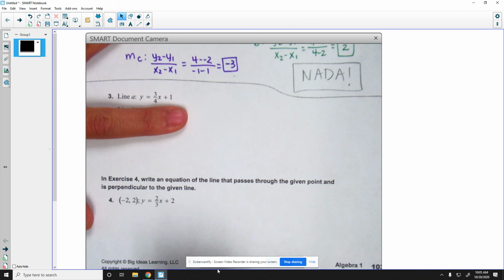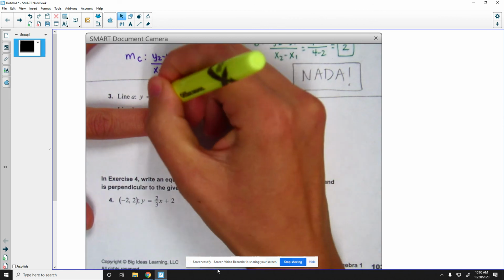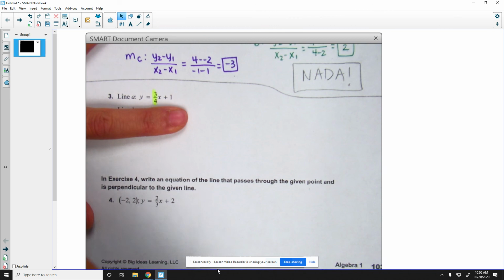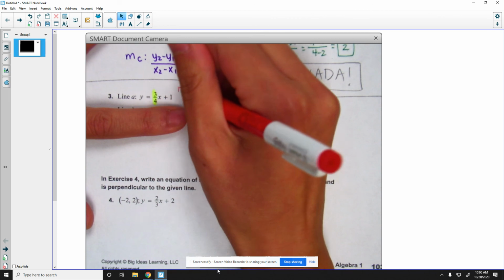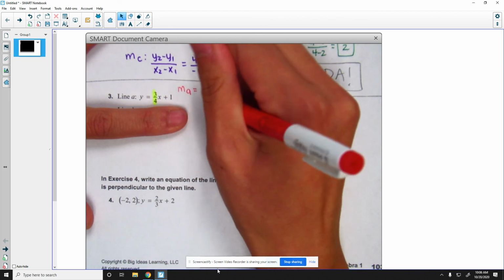So Vaughn, what number here is the slope? 3/4. Do you see how, guys, if they give you the equation and if it's already in y equals mx plus b form, boom, there's a slope. So my slope for letter A is 3/4.